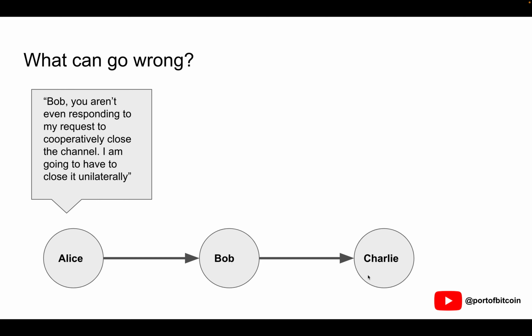But Alice has this alternative path to close the channel unilaterally. So she doesn't need Bob's input to close the channel. It's a more complex, unhappy path to go through the unilateral close route, but it's still perfectly possible.